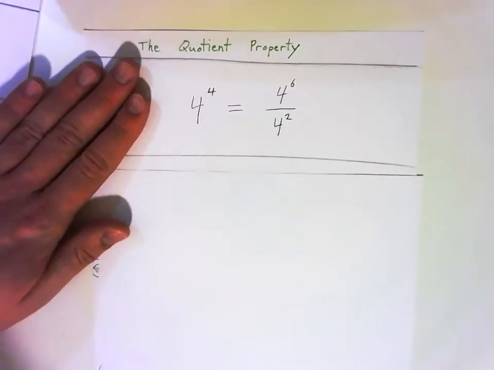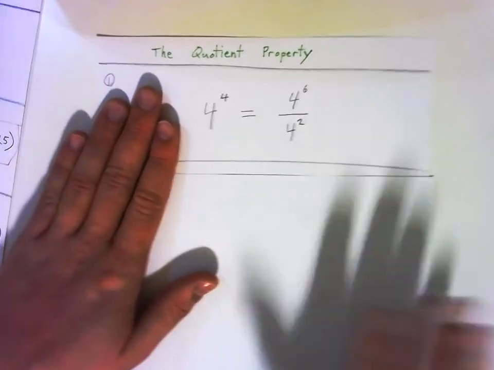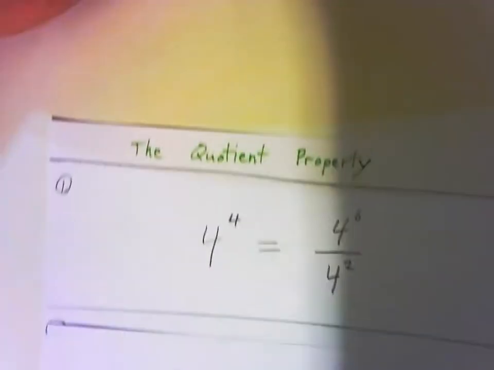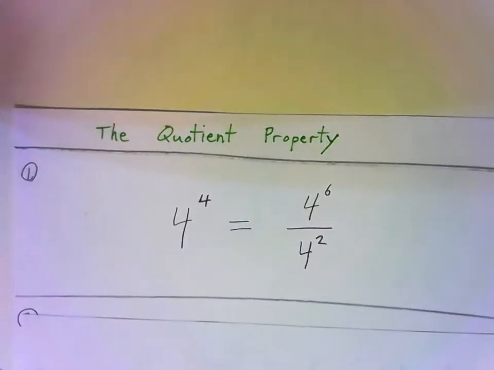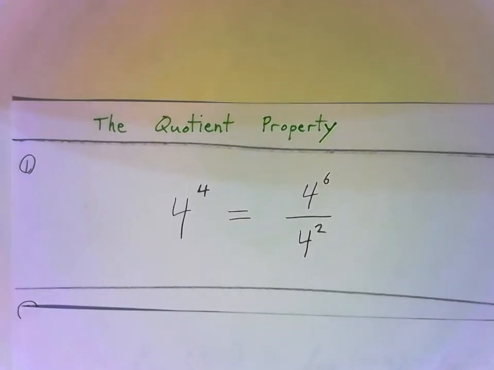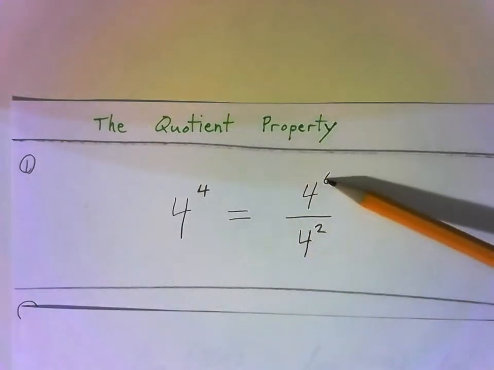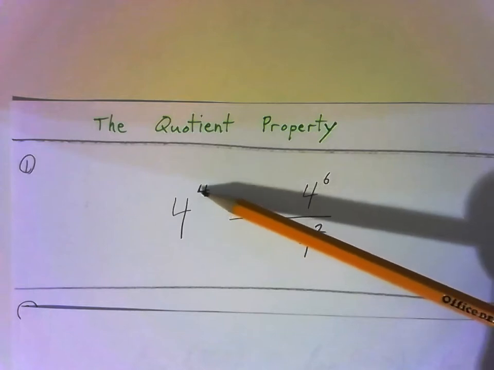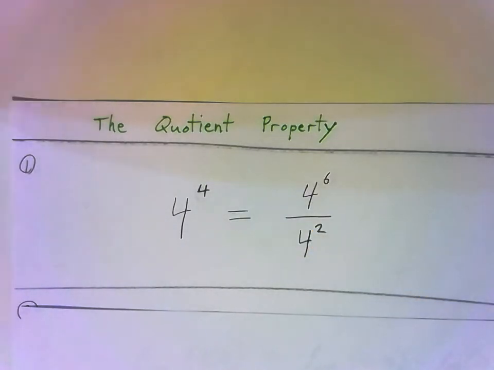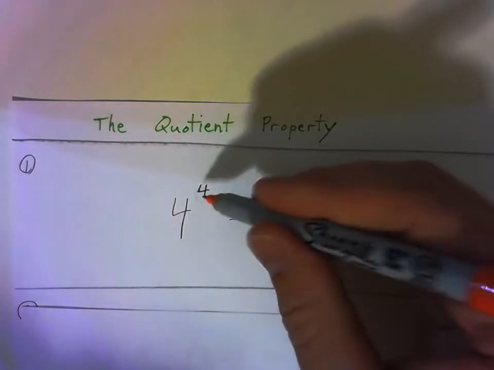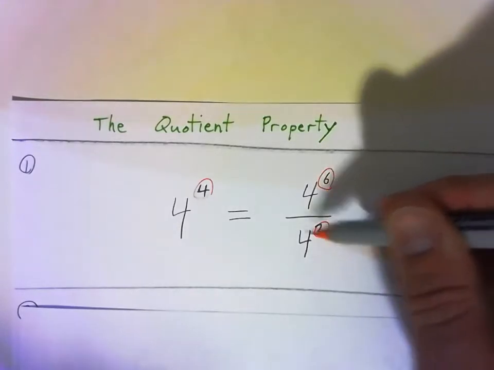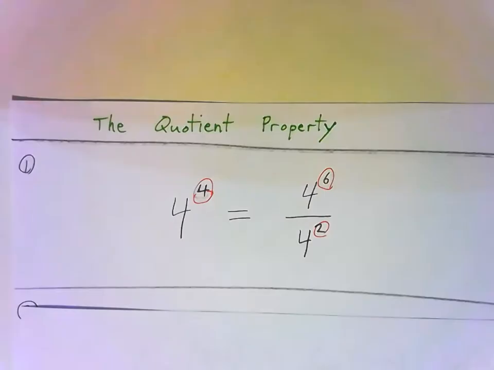So the quotient property is similar. So for exponents, it just looks like this, right? You have the power on the top minus the power on the bottom gives you that. 6 minus 2 is 4.